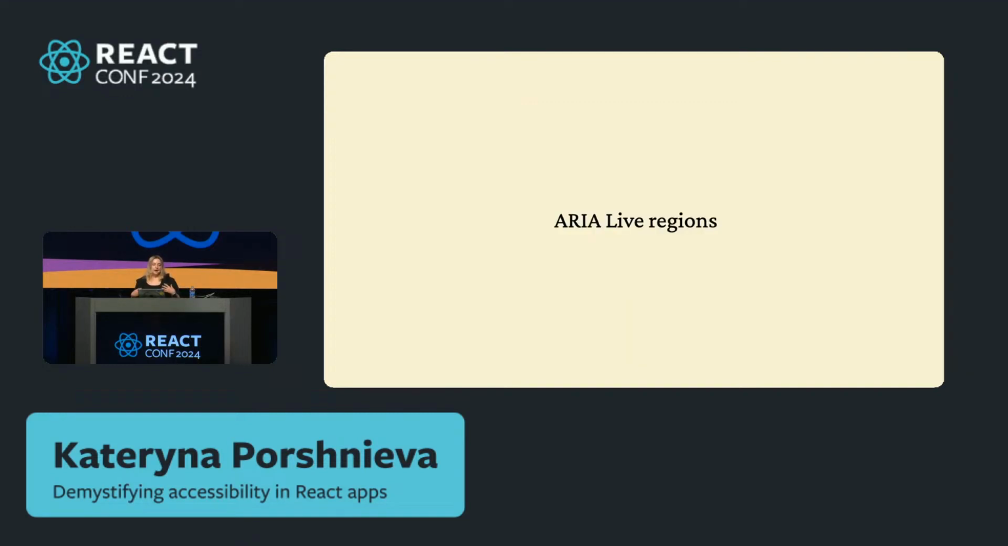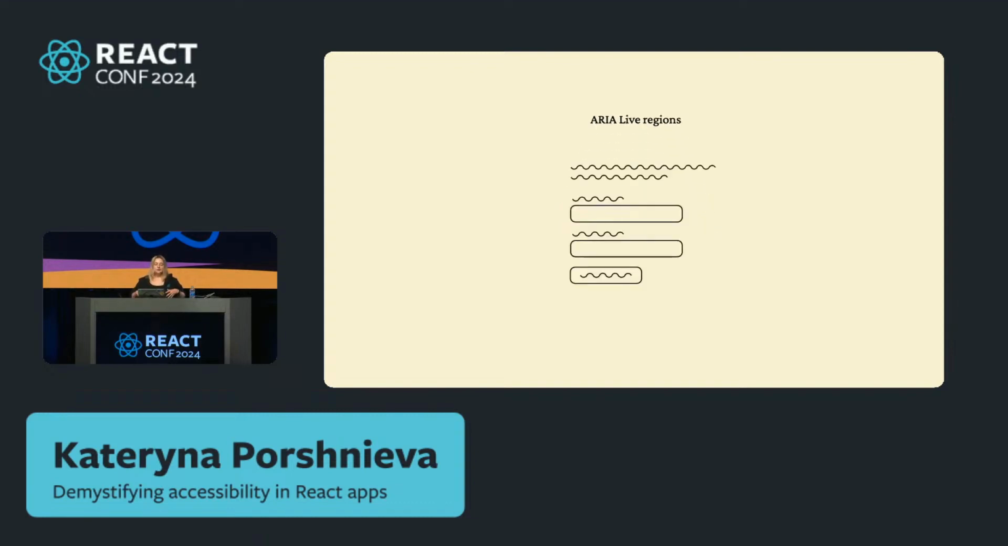This brings me to ARIA live regions, which is another really important and powerful feature of ARIA that allows us to define certain places within the page as live. And then they will be watched. And if something changes within that place, then the screen reader will get notified and can announce this change to the user without losing its current position.